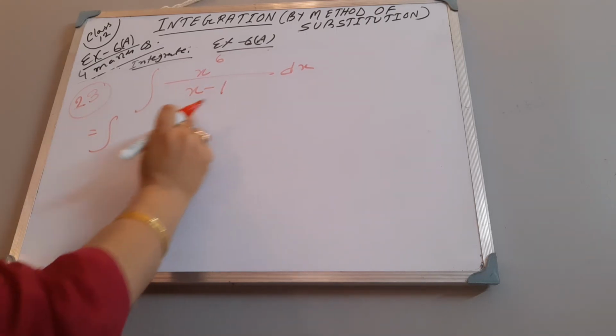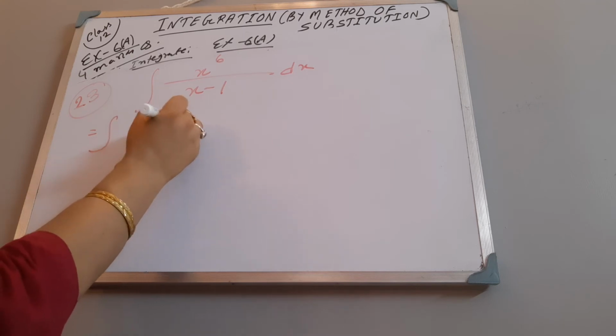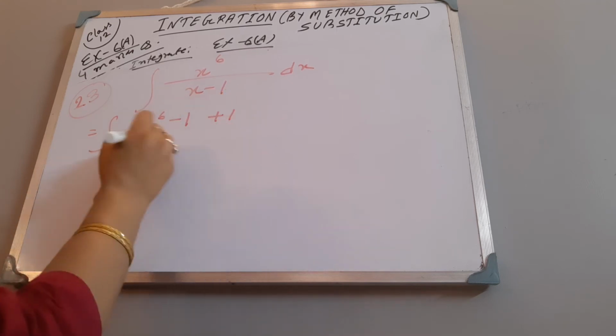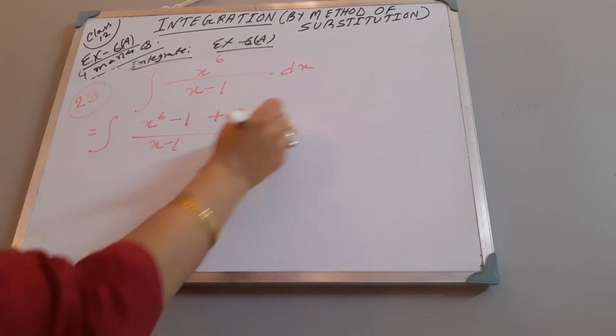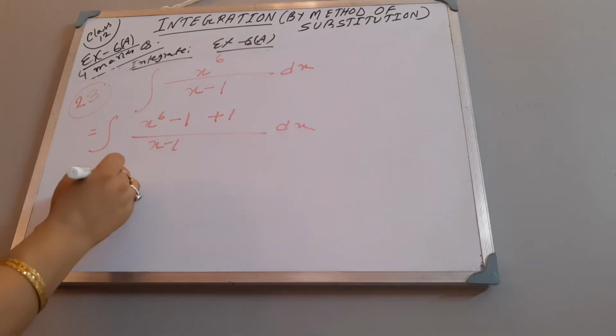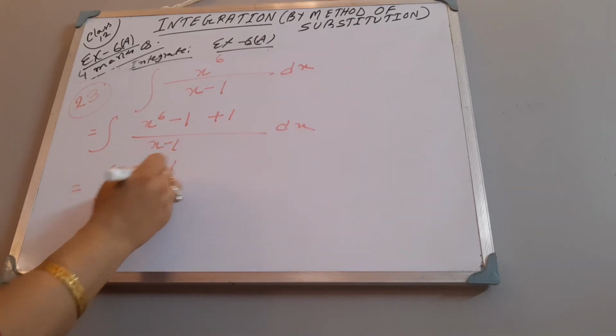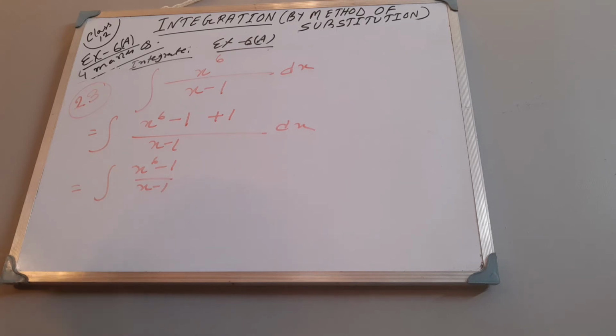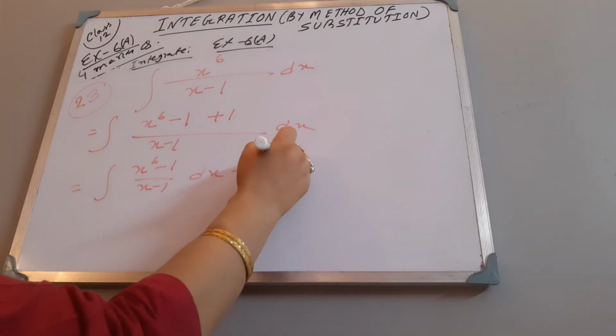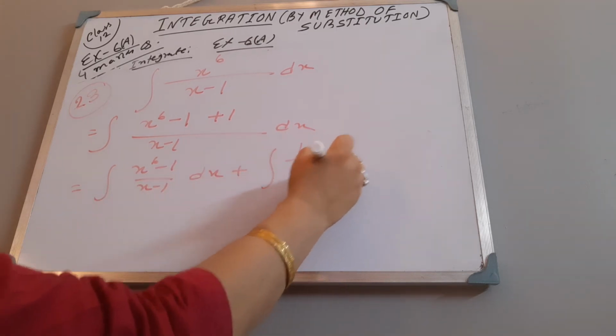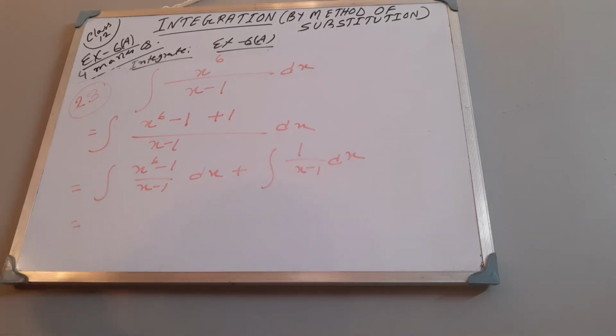It's better to write it in the form of x to the power 6 minus 1 plus 1 divided by x minus 1 dx. Okay. Then what we will do? X to the power 6 minus 1 by x minus 1, just split it up by 1 by x minus 1 dx. It will be easier for us.